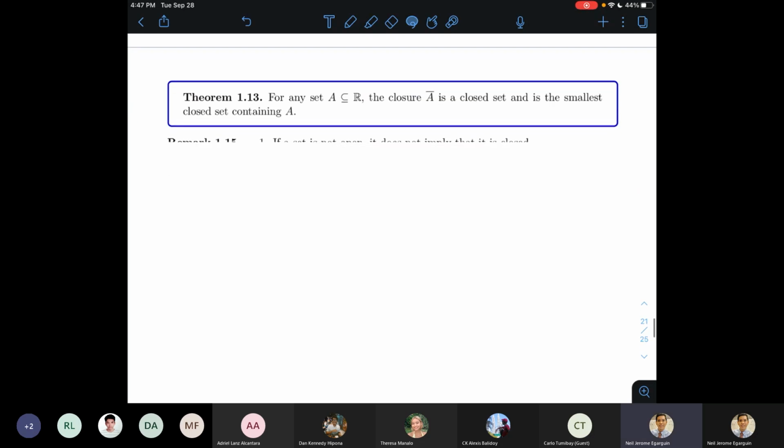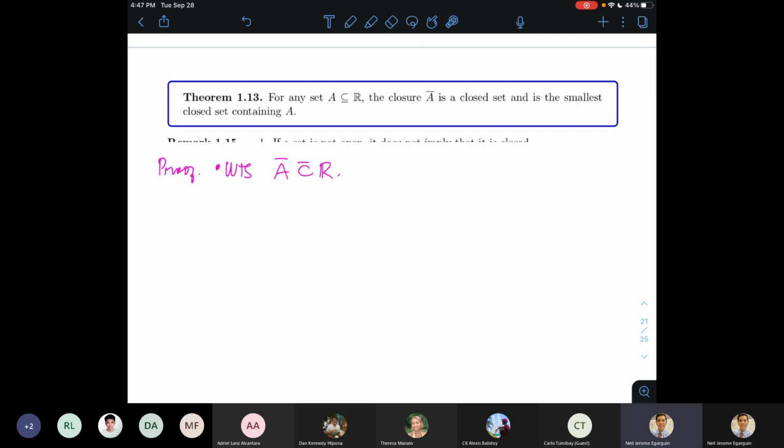Okay, now let's start with the first statement. For the first part, we want to show that A bar is a closed set. So it's a closed subset of R.